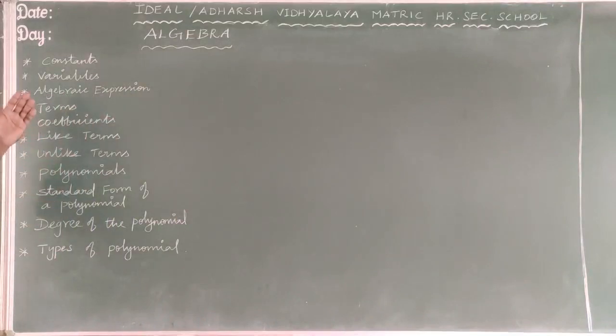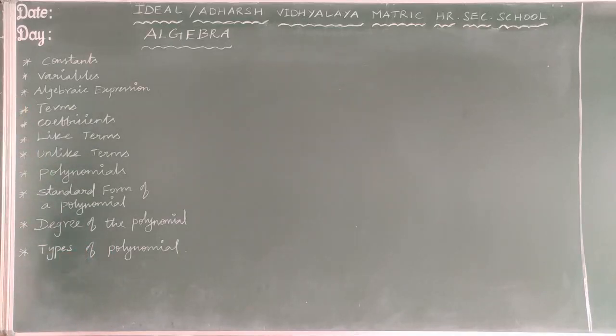First of all, we discuss the constants, variables, algebraic expression, terms, coefficients, like terms, unlike terms, polynomials, standard form of a polynomial, then degree of the polynomial. Next one, types of a polynomial.